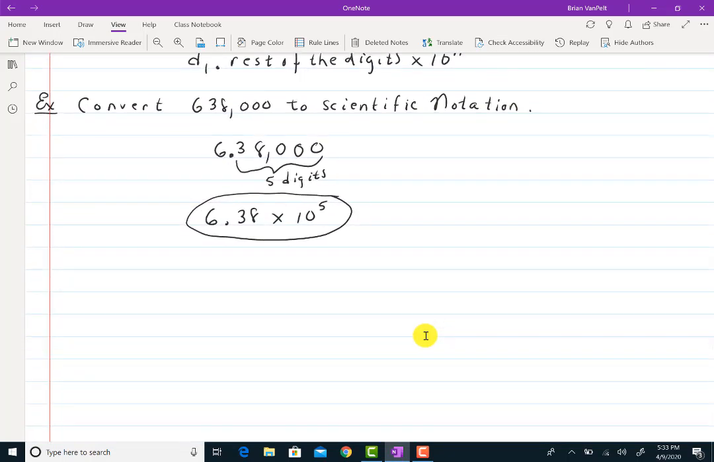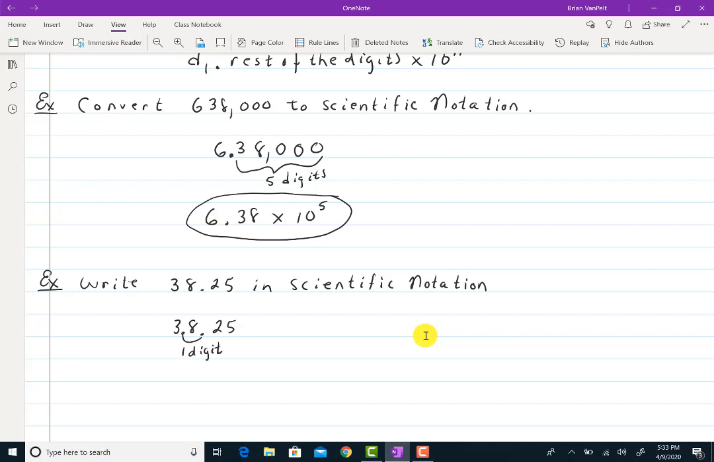Let's try again. Let's write 38.25 in scientific notation. For this one, I want my decimal to appear after the first digit. So I need this decimal to come and be in that spot. How many spots did I move? Well, 1 digit. And so my answer is 3.825 times 10 to the 1. Of course, you don't have to write that 1 if you don't want to. You can, although I don't see anybody marking you wrong for that, I'd play it safe and write times 10 and leave it at that.